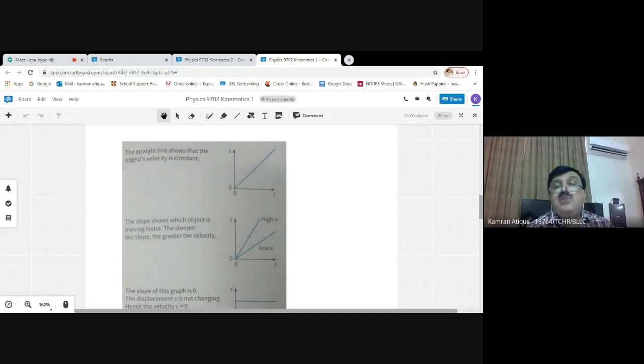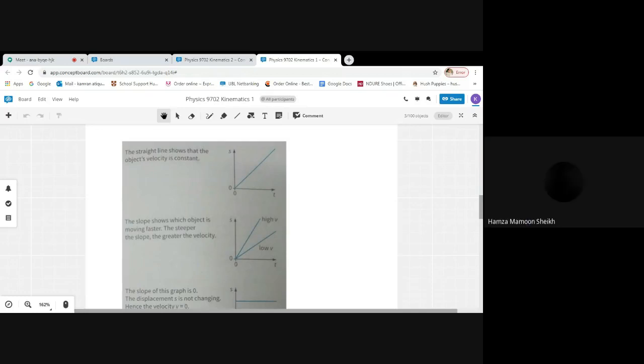Now, here my intention is that I want to give you the revision concept. I want to revise your concept about the graphs, and particularly the graphs which are very important in this chapter of kinematics. The four graphs which you have already studied in your O level classes are the distance time graph, displacement time graph, speed time graph, and velocity time graph. Agreed, Hamza? Yes, sir.